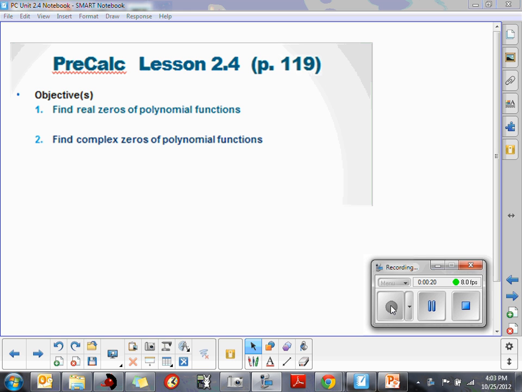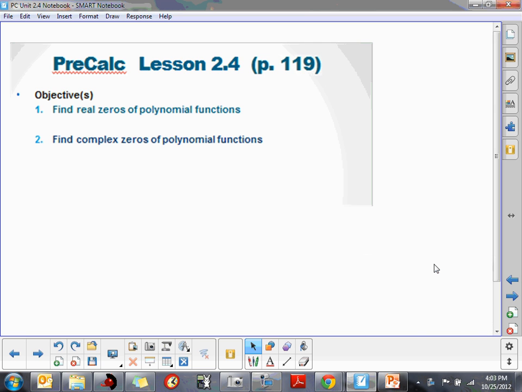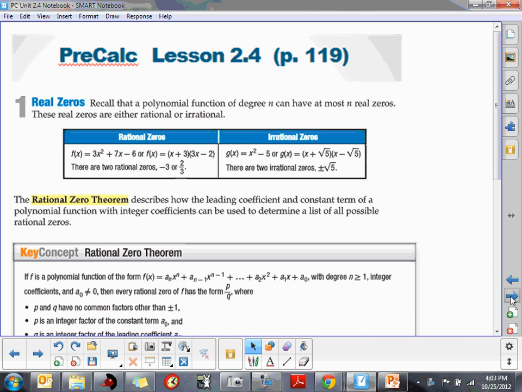So really, in the whole scheme of things, what we're trying to do is learn some methods to solve polynomial functions. So that's what we're going to be discussing. The first one is, how do we find real zeros? They're going to give us some indicators and pointers on how to find them, and search clues to find these real zeros.